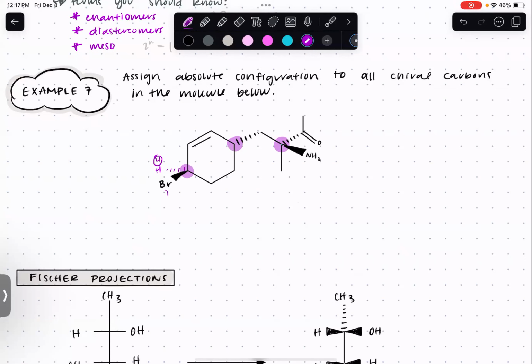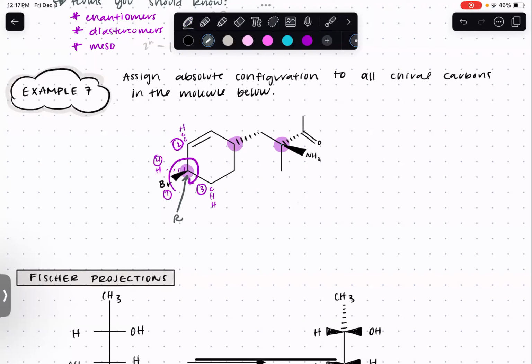Bromine is going to be our 1 group because it has the highest atomic number. And then between this carbon and this carbon, this is bonded to carbon, carbon, hydrogen. This carbon's bonded to carbon, hydrogen, hydrogen. So that means that this one's number 3 and this one is number 2. And then we just draw a little arrow. 1, 2, 3. Hydrogen's in the back. So this carbon is going to be R.